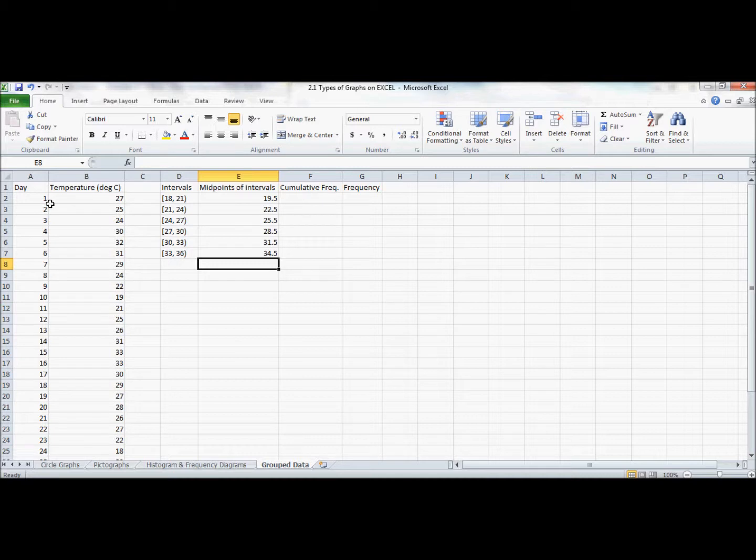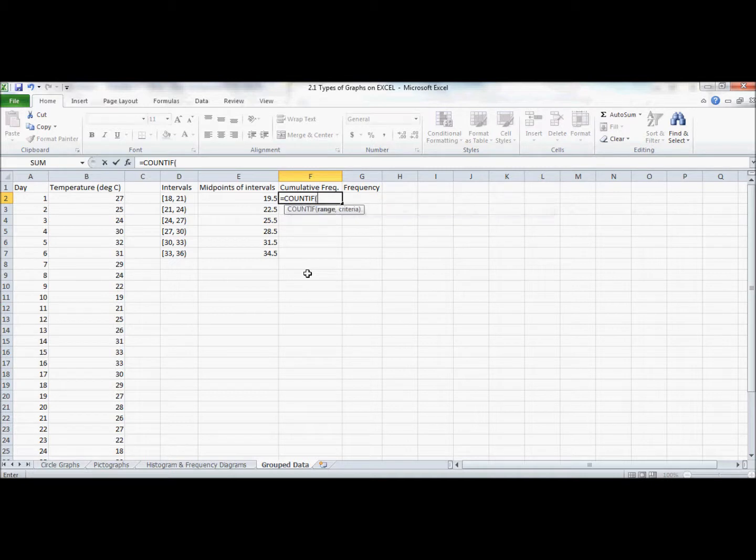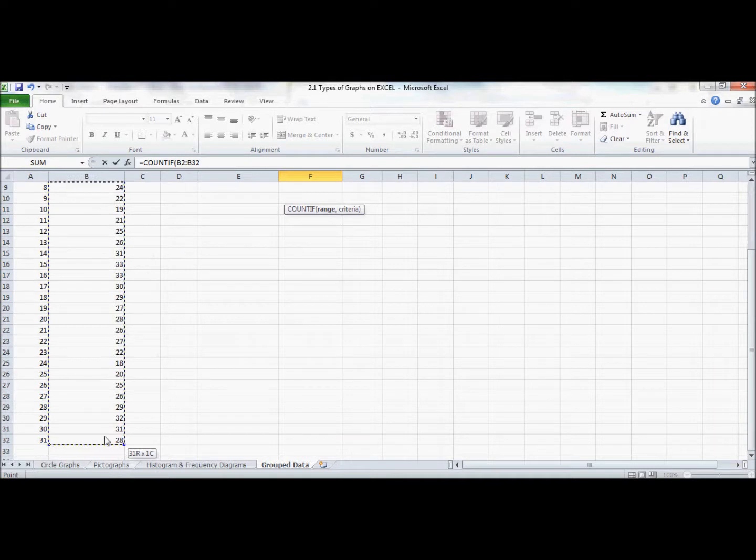Now, for grouped data, when we have raw data that's presented like this and we're putting it into intervals, it's actually easier to come up with the cumulative frequency first. So what we're going to do to find the cumulative frequency is we're going to use the COUNTIF function in Excel. The COUNTIF function takes two different arguments. First is the range of data that you want to look at. So the range of data we're looking at is from the first temperature all the way to the 31st temperature.